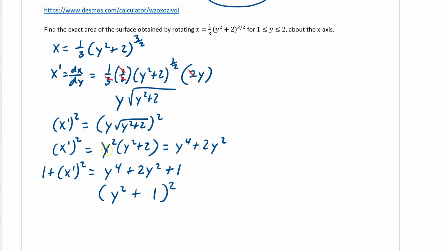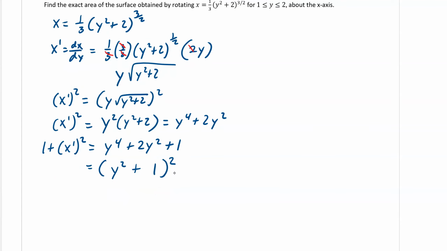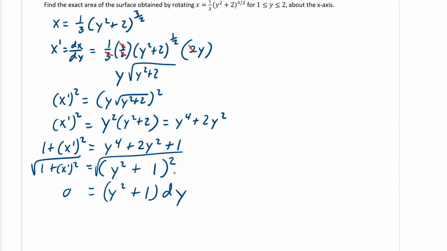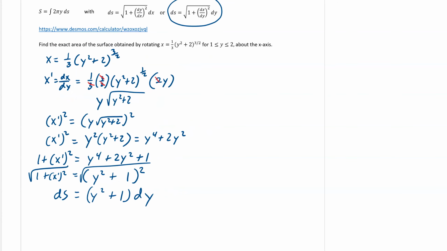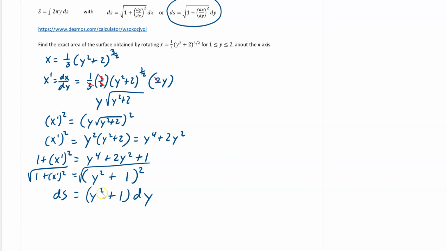So y squared squared would be y to the 4th. 1 times 1 is 1. And then we would get y squared and y squared, so 2y squared. It checks perfectly. So we end up with this. So now when we put a square root around it, it cancels, and we end up with y squared plus 1. That's our dy this time, and that's our ds. So we took it with respect to dy, so our ds would be dy. And so now we have our ds.